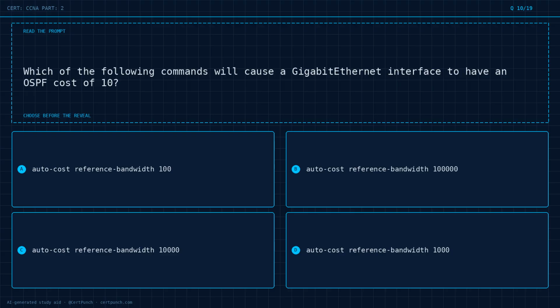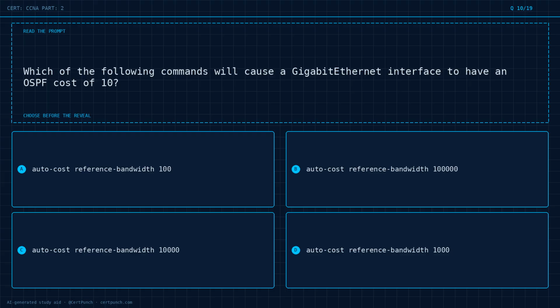Question 10 of 19. Which of the following commands will cause a gigabit Ethernet interface to have an OSPF cost of 10? Option A. auto-cost reference-bandwidth 100. Option B. auto-cost reference-bandwidth 100000. Option C. auto-cost reference-bandwidth 10,000. Option D. auto-cost reference-bandwidth 1000.